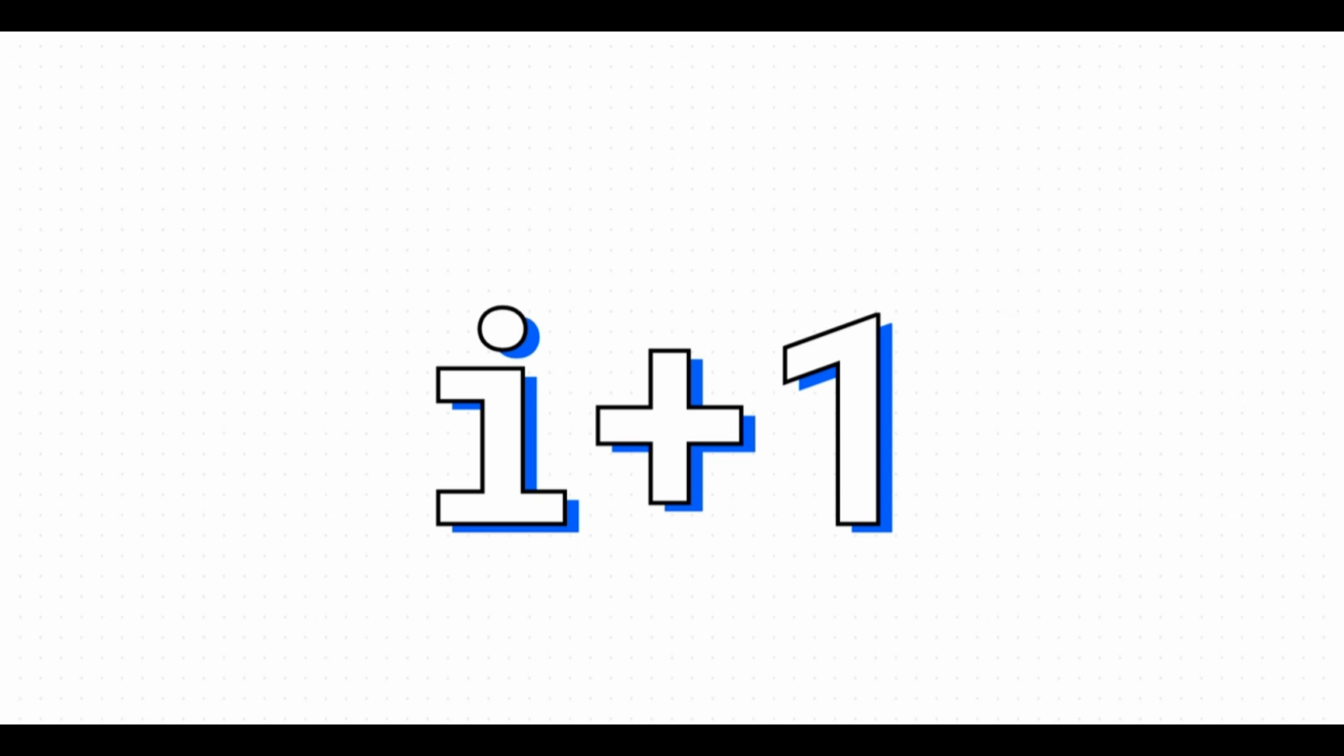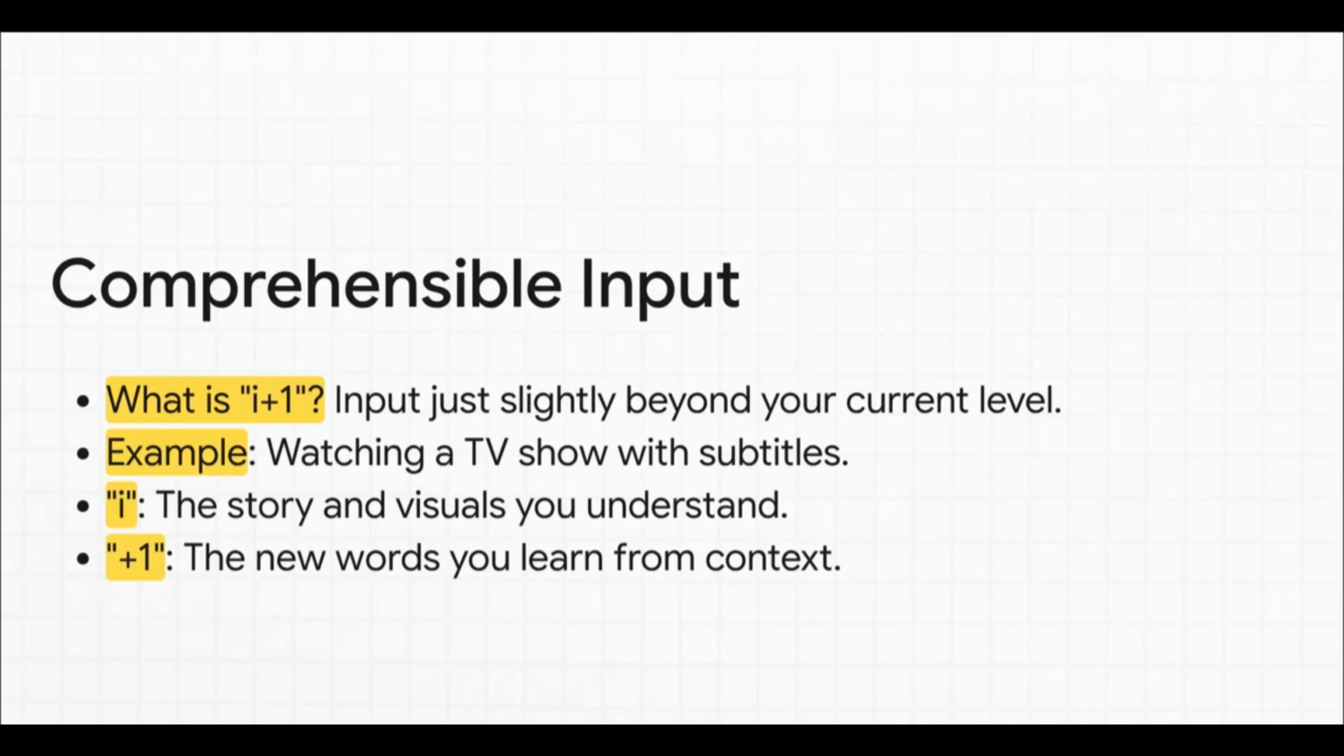The I stands for your current level, all the stuff you already know. And the +1, that's the new stuff, the information that's just a little bit beyond what you already understand. So the whole key is finding what Krashen calls comprehensible input. A perfect example is watching a TV show with subtitles on. The I is the story you can follow, the visuals, the stuff you get. The +1 is the new vocabulary you just kind of absorb from the context, almost without even trying. It's just challenging enough to be interesting, but not so difficult that you just get frustrated and turn it off.